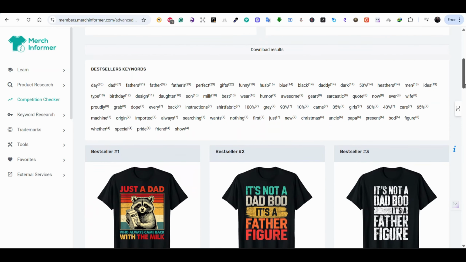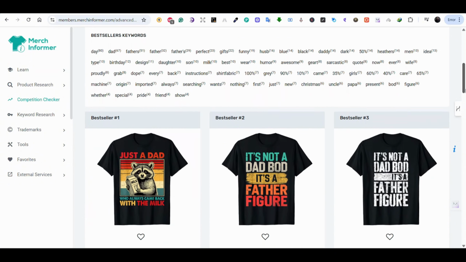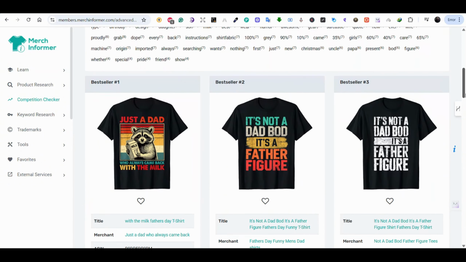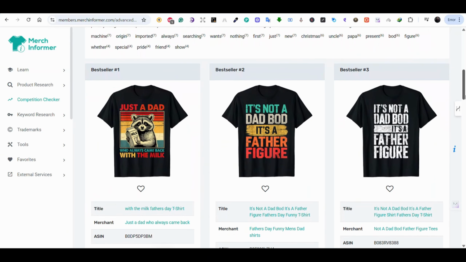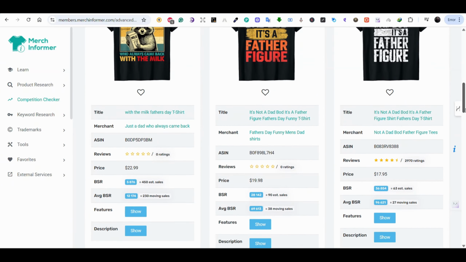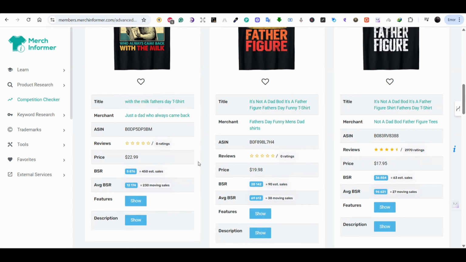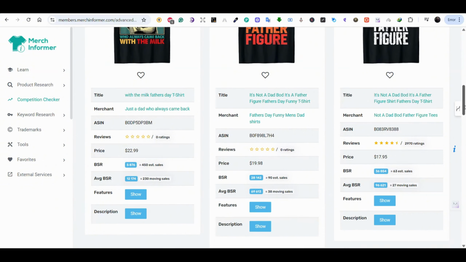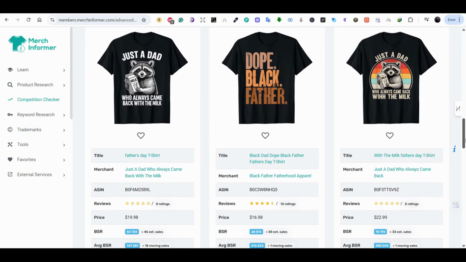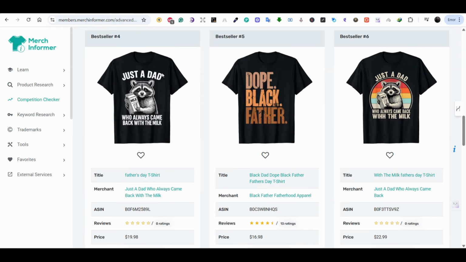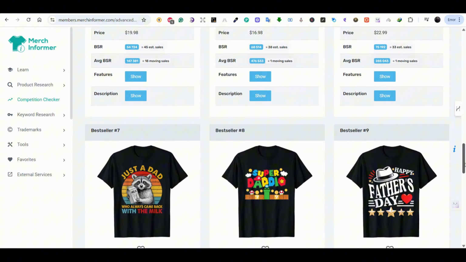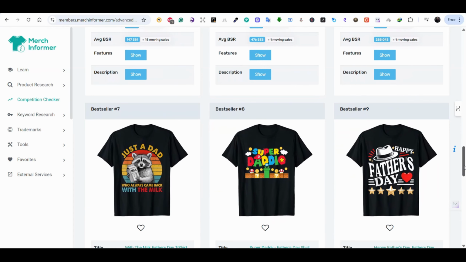And on this page, you will also get to see some of the most important bestsellers under this keyword, and you can see the design, the title, the merchant price, and the BSR rate, which is the bestsellers rank, and the lower the BSR number, the better. This one has a very low rate, and as we can see, we have here a couple of designs that say just a dad who always came back with the milk, which, as it seems, is a sub niche under the Father's Day niche that we can try to work on.